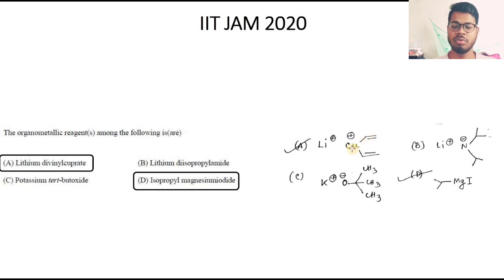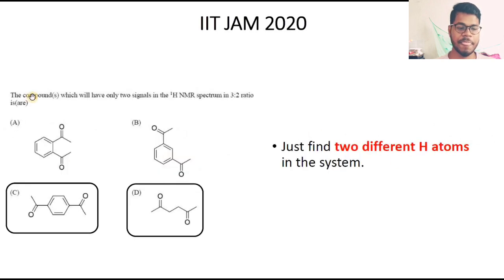Here carbon is connected to copper and carbon is connected to magnesium. That's why these two, A and D, are organometallic reagents, right? So to get this, you have to find the sigma plane and the two different kinds of hydrogen atom. How? 1, 2, 3, 4, one type of hydrogen atom, and these are symmetrical. So these and these will have the second type of hydrogen atom. So two types of hydrogen atom give two signals.